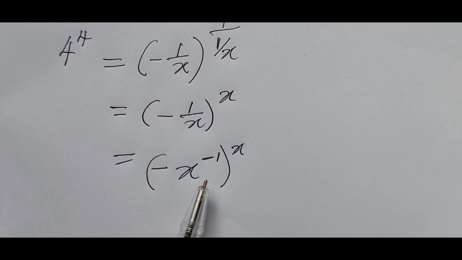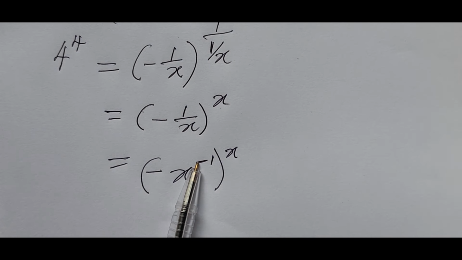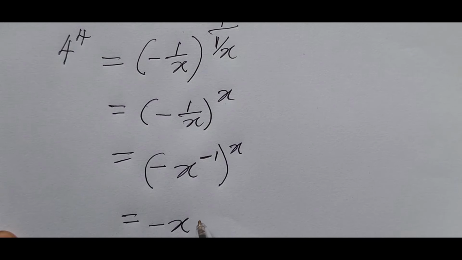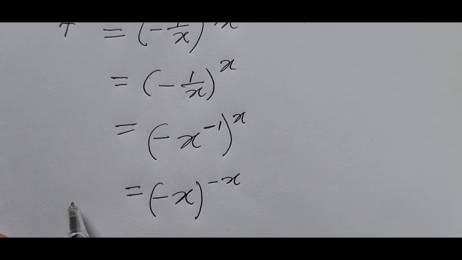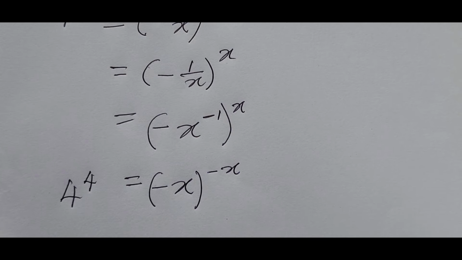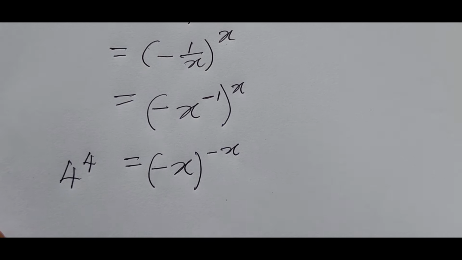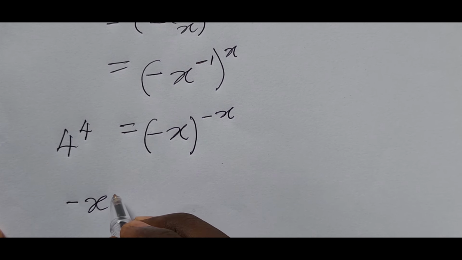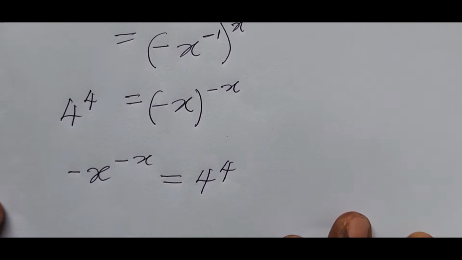Simple, right? Good. Now if we apply this rule again, we can multiply these powers. So we're going to come up with minus x, all raised to the power of minus x. Meanwhile, on the left-hand side, we have 4 raised to the power of 4. Right? Good. So what do you discover from here? This is 4 raised to itself, and this is minus x raised to itself. So if we rewrite this, we have minus x raised to the power of minus x equal to 4 raised to the power of 4. So what does that imply?